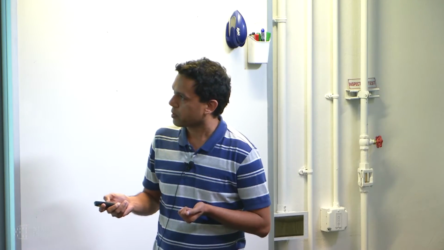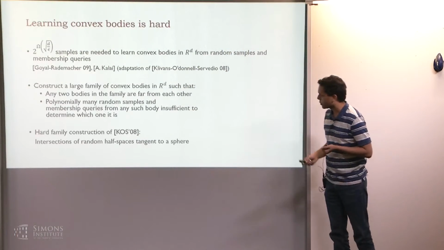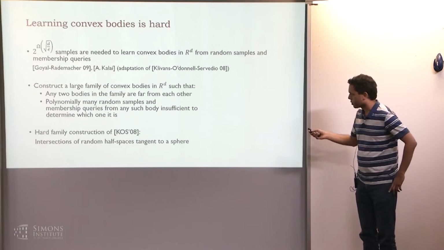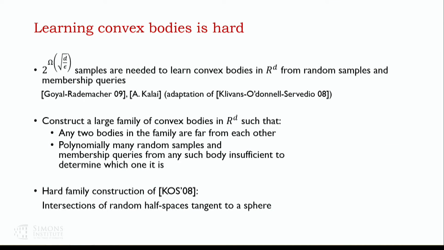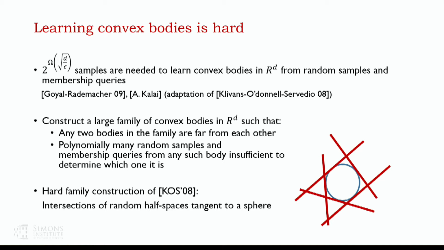The construction of this family in the second paper is very simple, and I'll tell you right here. It's just the intersection of random half spaces tangent to a sphere. You take a sphere, and I'm not going to tell you the parameters here, and you draw uniformly random half spaces, exponential in d, or square root d, and that gives you one convex body. You do this experiment many times, and that gives you the family. And with some constant probability, this is going to satisfy those conditions.